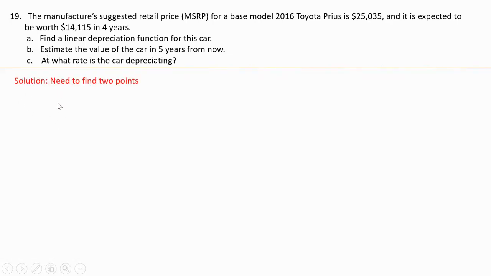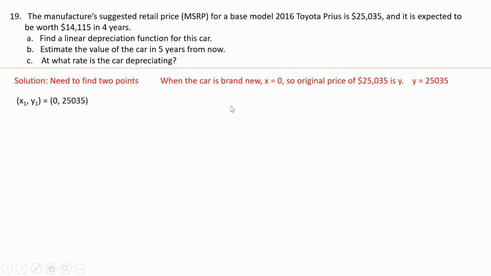So for the A part, we need to find 2 points. Okay, now, this car was brand new, right? So when it was bought in 2016, maybe I should update the 2016 and just put that it is a brand new car, 2023. That way I can keep it current with the years. But when the car is brand new, right, X equals 0. So the original price was $25,035, and that's my Y. So my first point will be 0, 25,035. That's my first point.